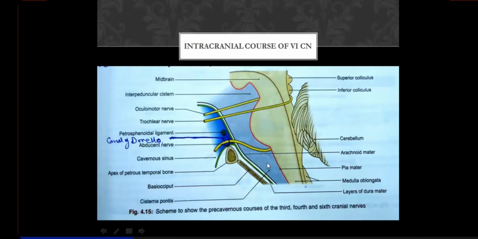Let me ask you, which artery emerges in the cisterna pontis, like origin of which artery is within the cisterna pontis? Who will tell me? Basilar artery. Basilar artery, actually we don't call it an origin basically, because it is formed by the fusion of two arteries. Yes, anterior inferior cerebellar artery. Very good. Anterior inferior cerebellar artery arises here, in the cisterna pontis.